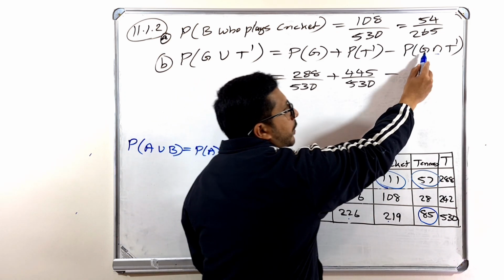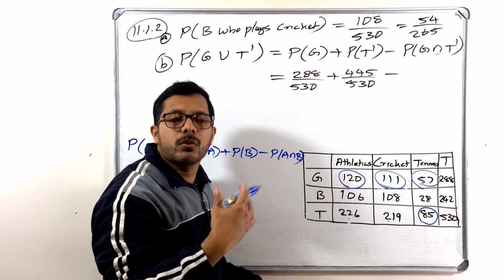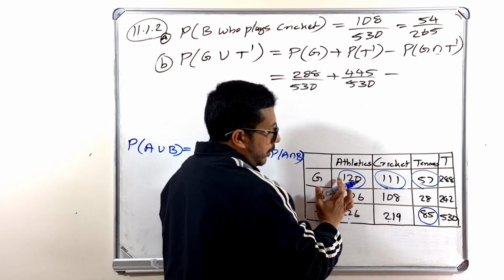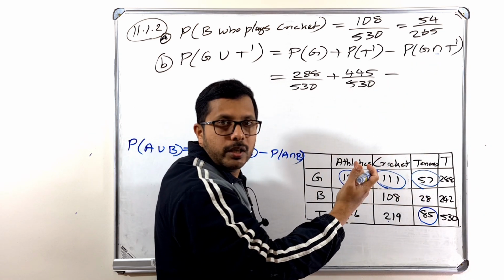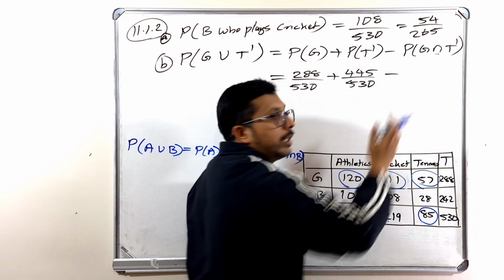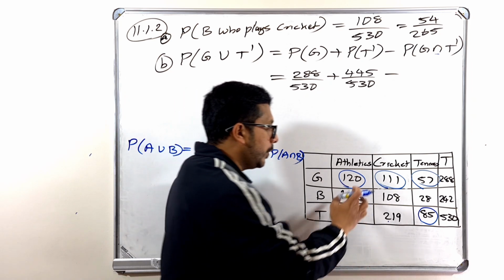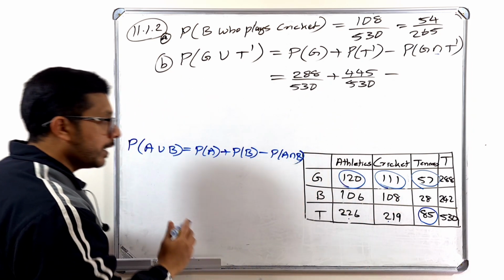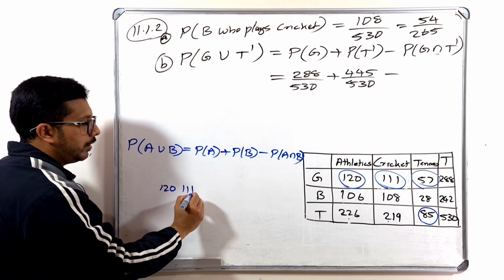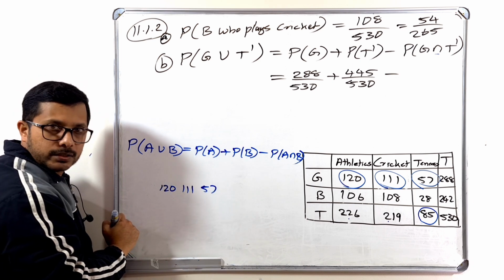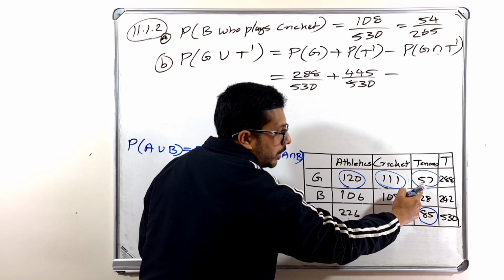Listen once more. What is the meaning of girl? How many girls are there? This 120, 111, 57. 57 is also included. But for girls intersection, it means common. Girls and tennis complement means not tennis. We are not allowed to take tennis. That means these two. So listen once more. Girls means 120, 111, 57. These are girls, am I right? Tennis complement means only this one. We are not allowed to take this one.